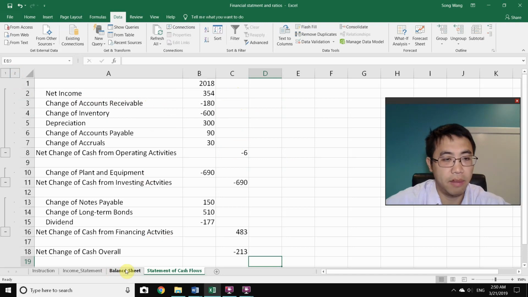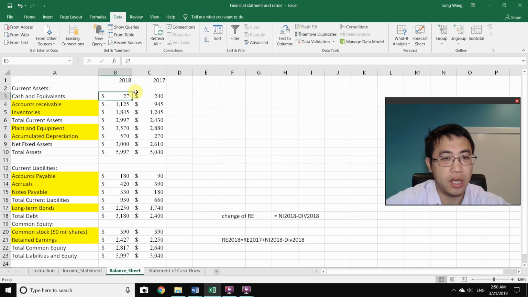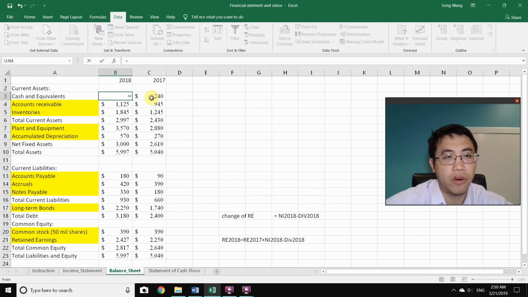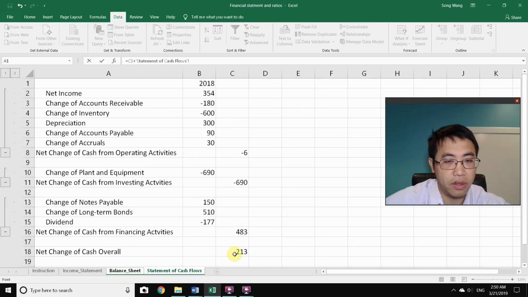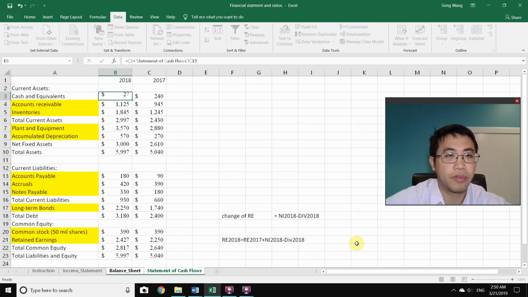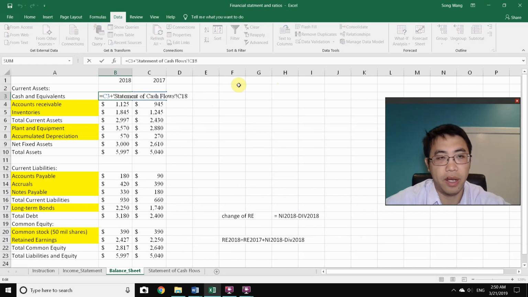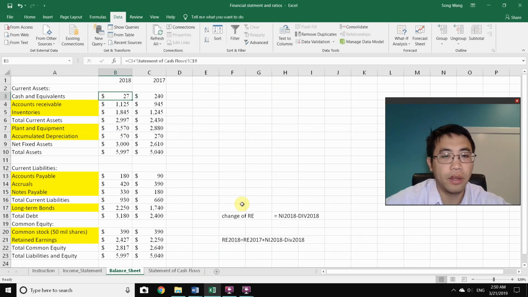And also for the balance sheet, you see right here, I still need to put in another formula. So this 27 actually comes from the original cash balance plus the statement of cash flows, the finalized item right here. You see, still I got a 27, but now I put a formula behind it. So now I have completed the construction of the financial statements with all necessary formulas.